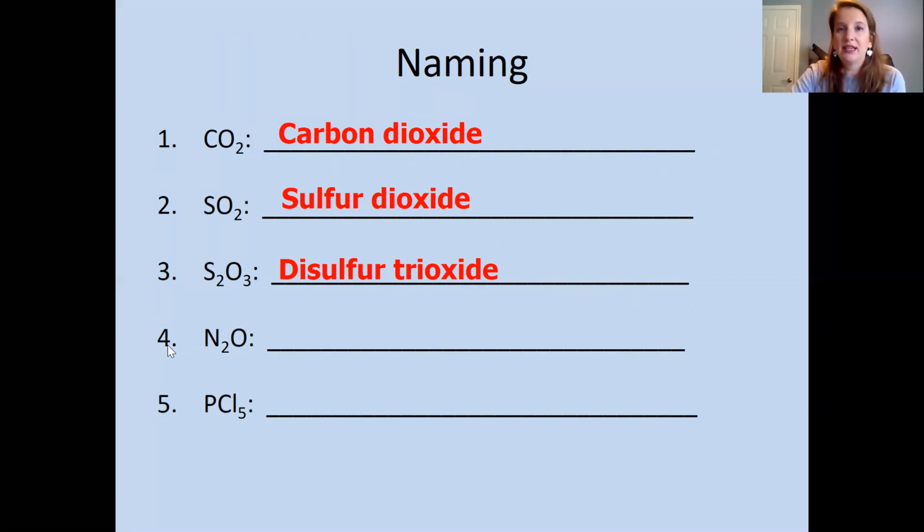Number 4, the second element always gets a prefix. This is where we tend to forget to write a prefix with the second one, so N2O would be dinitrogen monoxide. And then PCl5 would be phosphorus pentachloride.